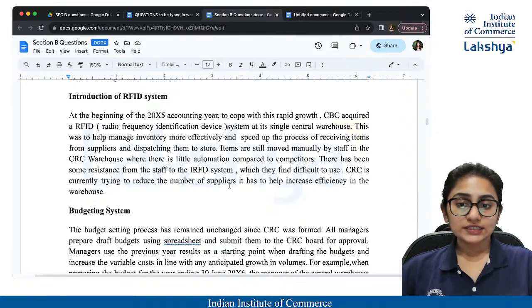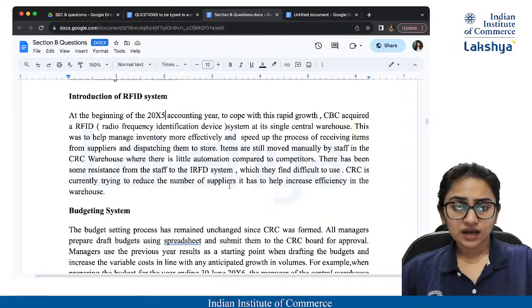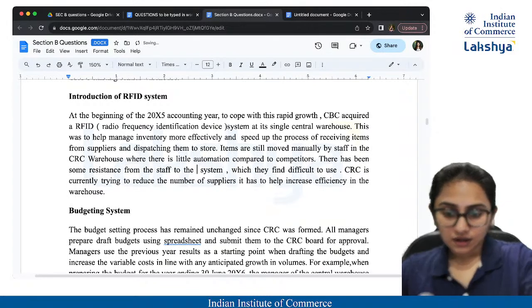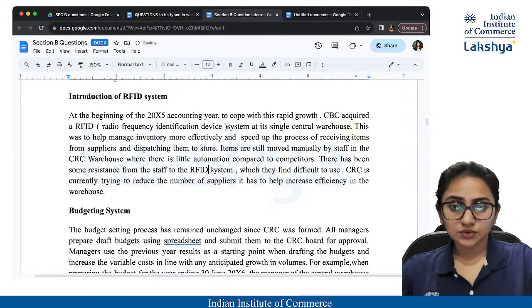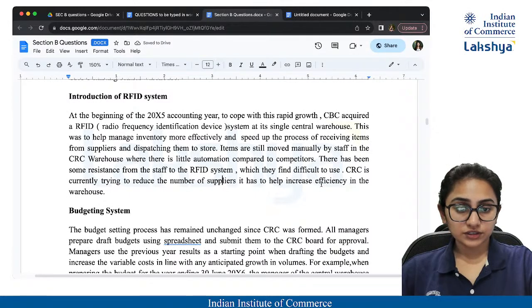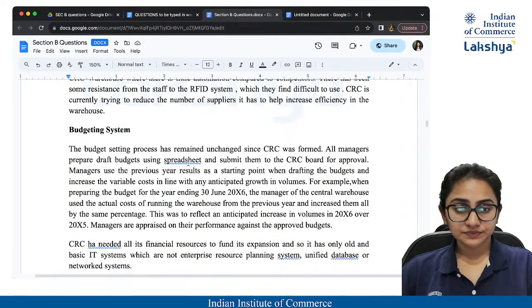There also has been some resistance from the staff to the RFID system, that is radio frequency identification device, which they find difficult to use. CRC is currently trying to reduce the number of suppliers. It has to help increase efficiency in the warehouse.